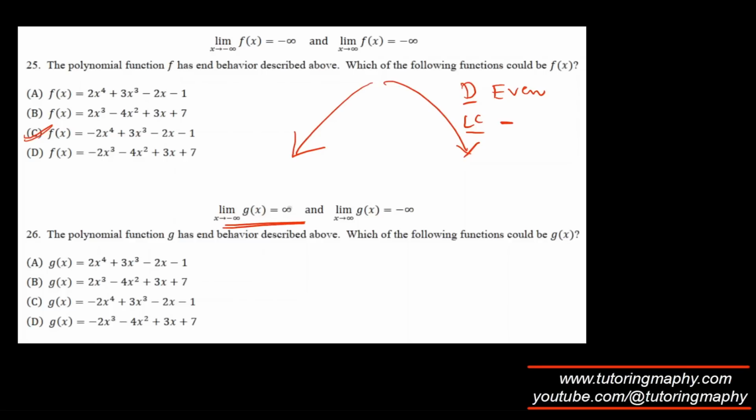Here when x goes in the negative direction, g(x) goes to infinity, so it climbs, and here it goes down. So this is the property when the degree is odd and the leading coefficient is negative. So odd and negative is right over here. That's the answer.